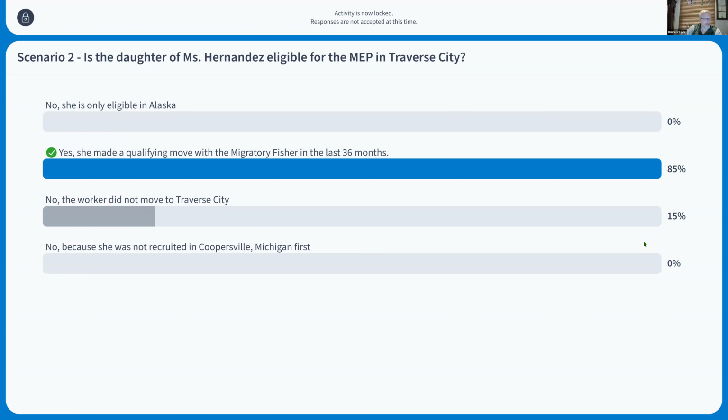We have some people that said no, because the worker didn't move to Traverse City. That's a common misconception, that a child is only eligible if the worker is present at the time. You can go back and find historical moves for the children, where they've made a move with the migratory agricultural worker or fisher in the last 36 months, a qualifying move to join or precede them, or on their own. It doesn't say in the definitions on the current move or in the current location. So the second answer was the correct one.